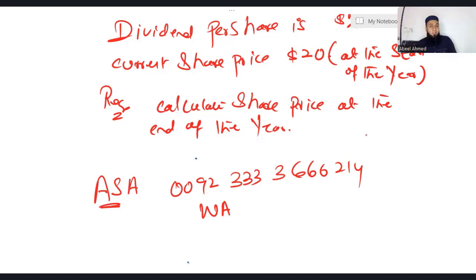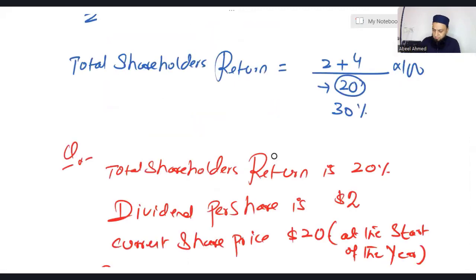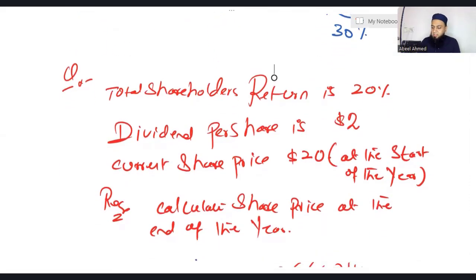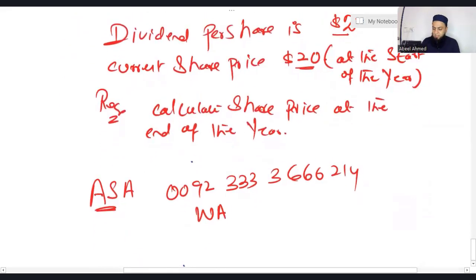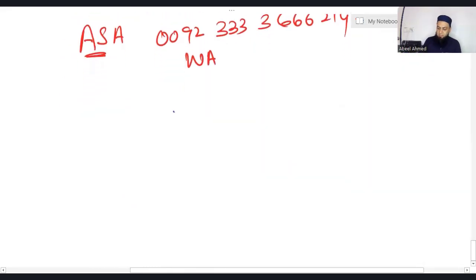In the previous class, I gave you a very small homework, and I strongly believe you people have attempted that question. Let's just start from there. This is the question, if I'm not wrong. Total shareholders' return is 20%. Dividend per share is $2. Current share price at the start of the year was 20. And we need to calculate share price at the end of the year.